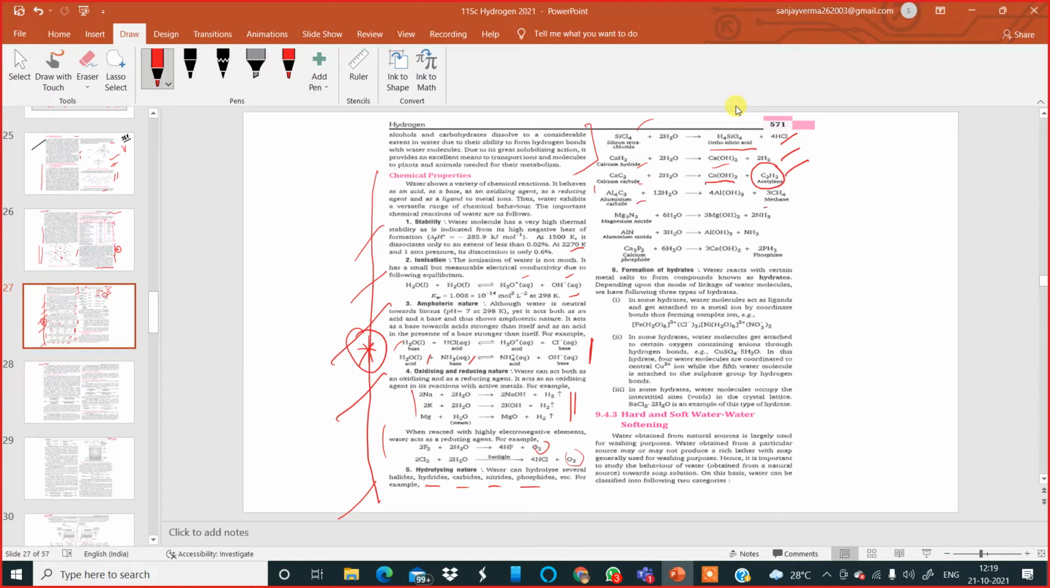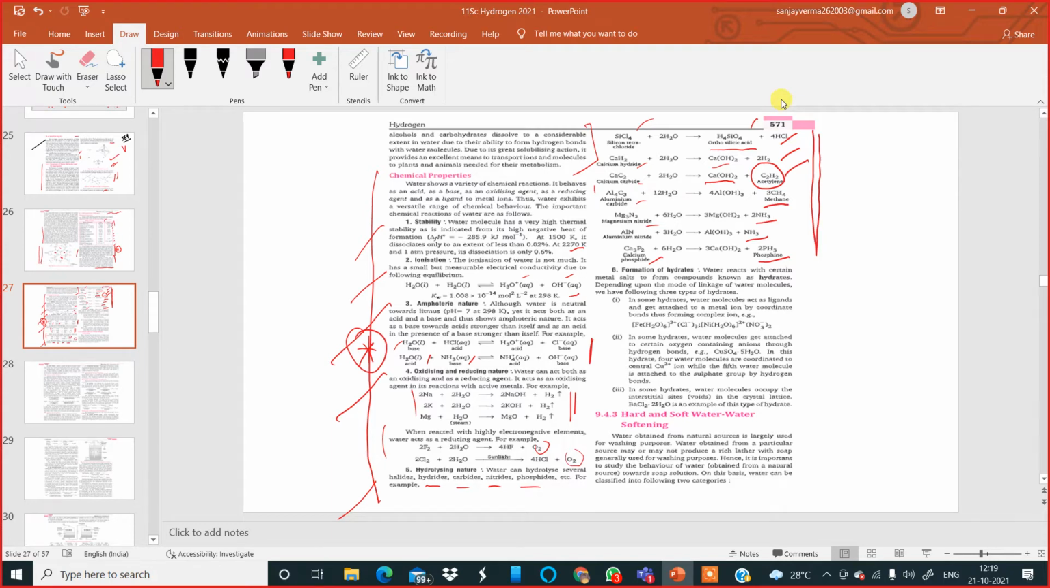Aluminum carbide, same thing, gives methane. Magnesium nitride gives ammonia. Aluminum nitride, ammonia. Calcium phosphide forms phosphine. So these are the reactions in which water is showing its hydrolyzing nature. Hydrolyzing means water is getting added to this compound to form either hydroxides, or in the case of silicon tetrafluoride, it is producing orthosilicic acid.